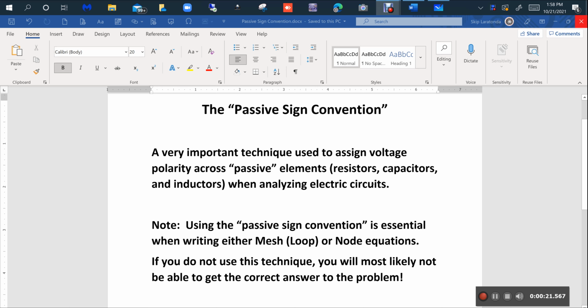The passive sign convention is a very important technique used to assign voltage polarity across passive elements, whether it be resistors, capacitors, or inductors, when you're analyzing electric circuits. Note, using the passive sign convention is essential when you're writing either mesh, sometimes called loop equations, or node equations. If you do not use this technique, you will most likely not be able to get the correct answer to the problem when you're working out and analyzing the circuits. So let's discuss what the passive sign convention is and why it's so useful.